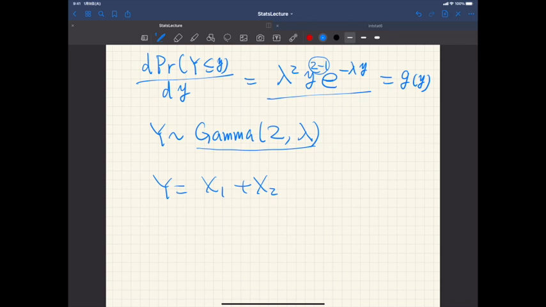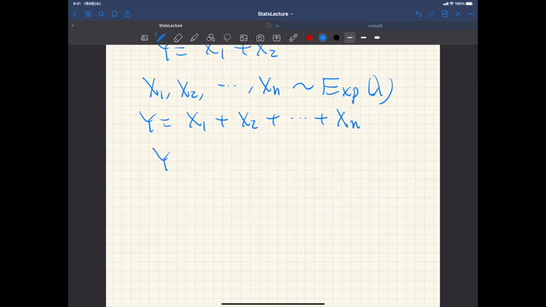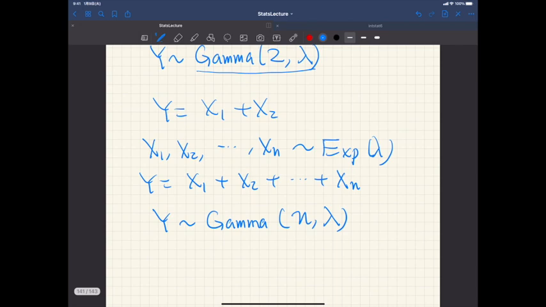And in a similar manner, if x1, x2, up to xn all follow the same exponential distribution, then if you define a new random variable y as the sum of all these exponentially distributed random variables, then y follows a gamma distribution with parameters n and lambda. So you should prove this.